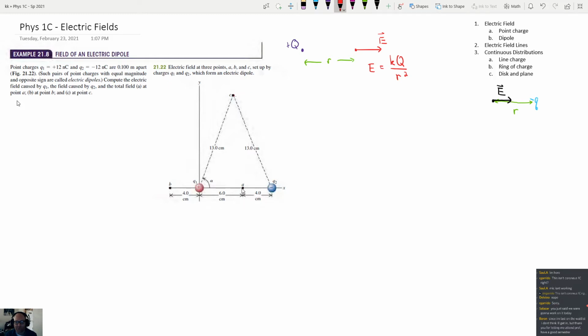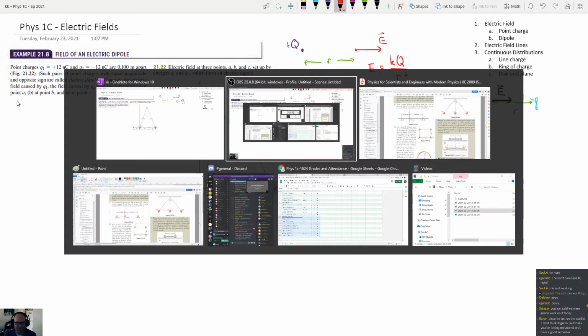Okay, so if we start at point A right here, we're told that you have 2 charges. One is positive 12 nanocoulombs. The other one's negative 12 nanocoulombs. And the distance between them is 0.1 meters or 10 centimeters. And then you have some other distances that are marked off here. We want to compute the field caused by Q1, the field caused by Q2, and the total field at each of these points. So I guess there's 9 answers, right? We need the field caused by Q1 at point A, the field caused by Q2 at point A, and so on and so forth from there.